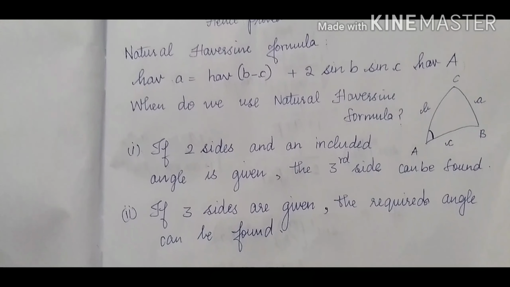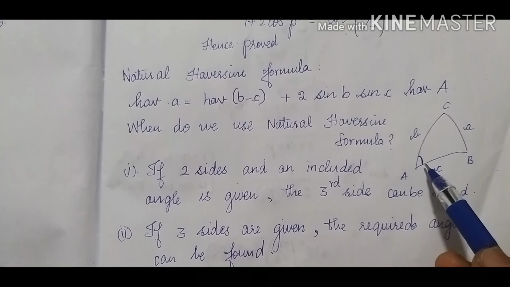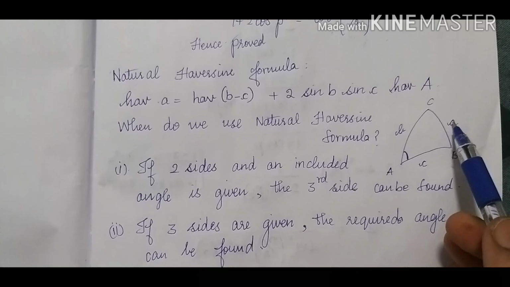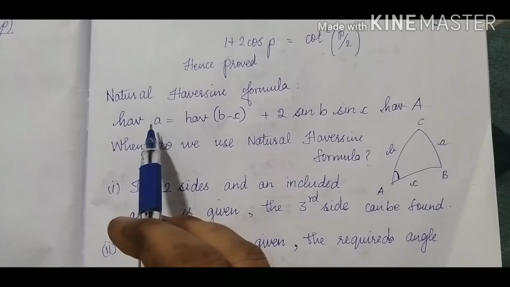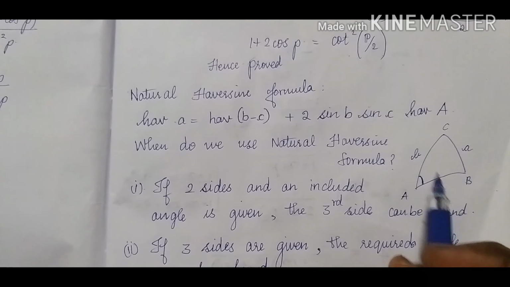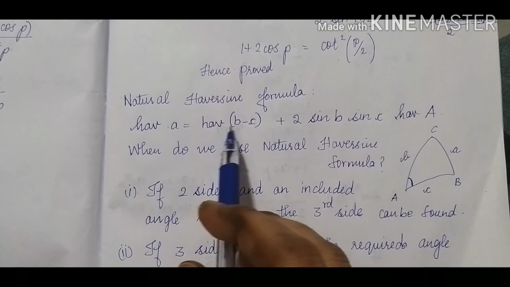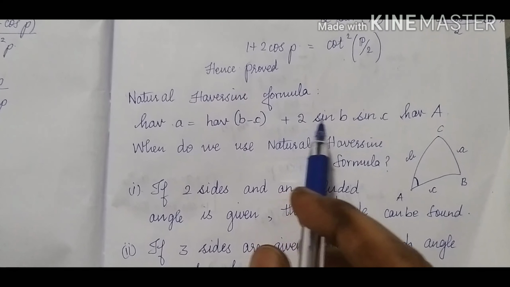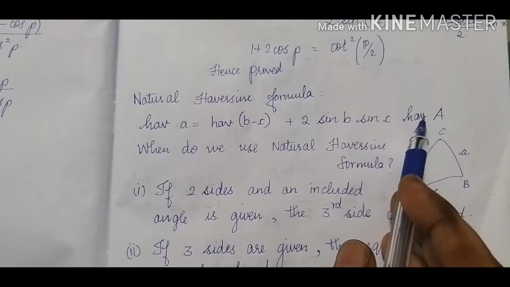Next, moving on to the natural Haversine formula. So if capital A is the angle under consideration, then the side opposite to angle A is given by small a. The Haversine formula is given as follows. Haversine of this side a equals Haversine of the difference of the two sides which hold the angle A, Haversine of b minus c, plus 2 into sin b into sin c into Haversine of the angle which we have considered.